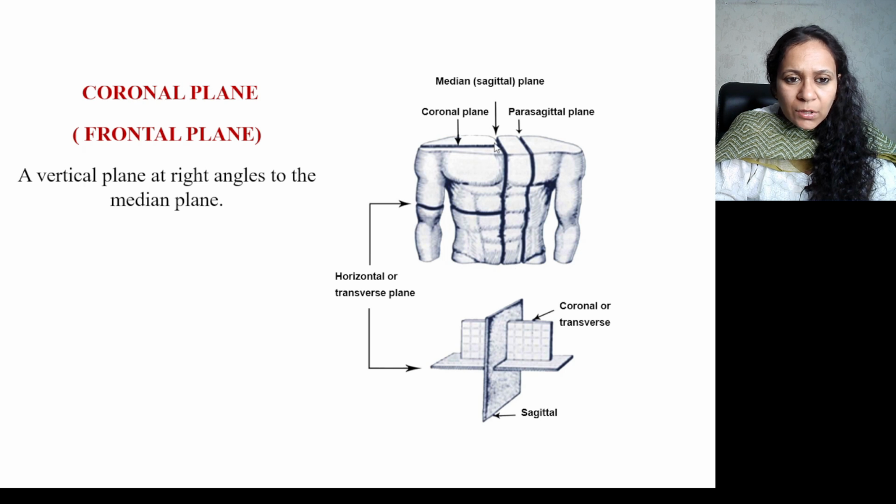The third one is your coronal plane. As you can see, this is also known as the frontal plane. Now this is a vertical plane. It is at a right angle to your median plane. This is the median plane, and this is at right angle to your median plane. So these are the coronal planes, and this is how you divide the body into anterior and posterior aspects.